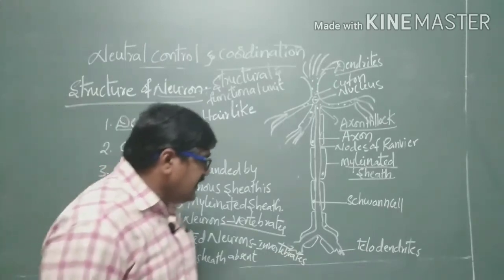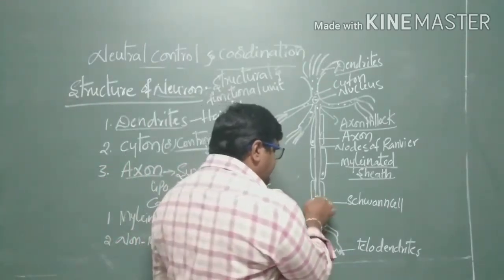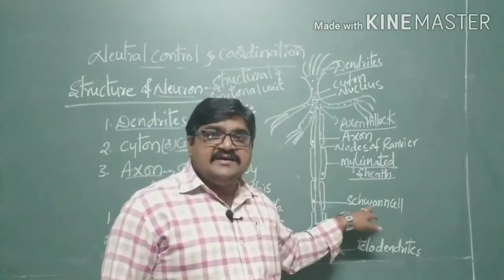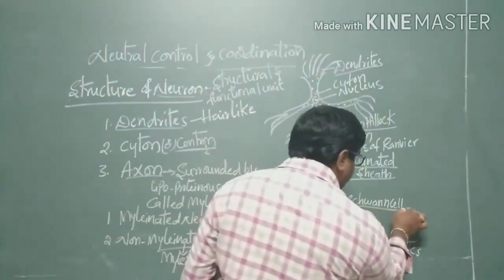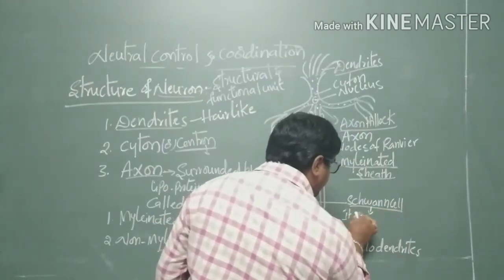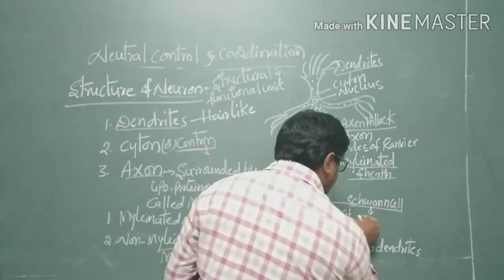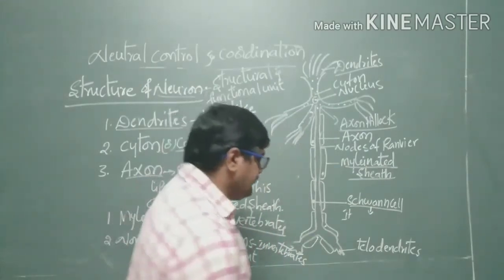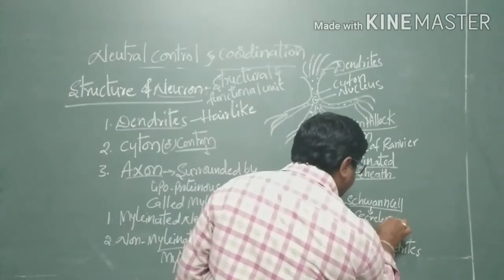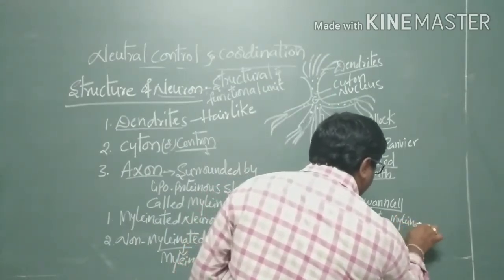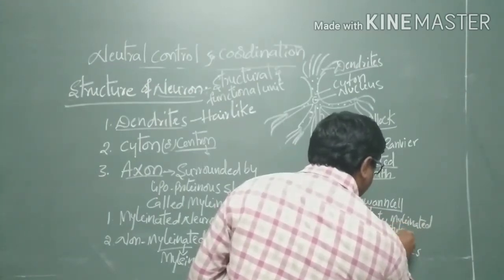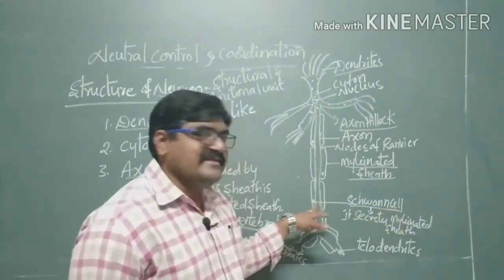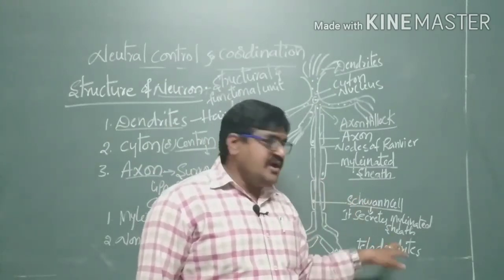Inside the myelinated sheath there is a nucleus, which is called the Schwann cell. What is the function of the Schwann cell? It secretes the myelinated sheath. That is its main function. The cell present inside the myelinated sheath is called a Schwann cell.